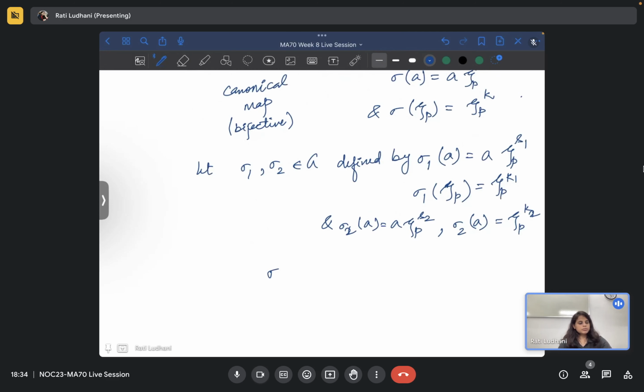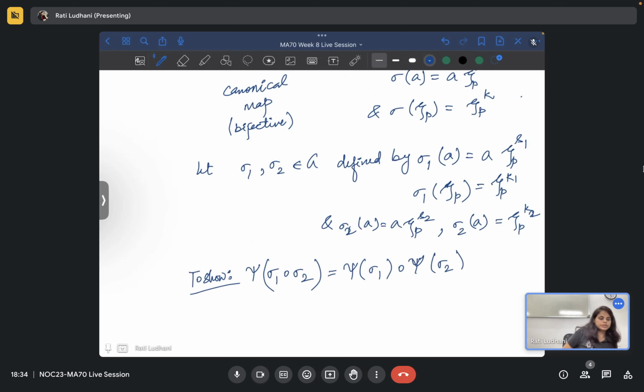So now what is sigma 1 of sigma 2? Because what we need to show for a group homomorphism is that psi of sigma 1 of sigma 2 should be equal to the corresponding product in the other group, which is also a group under composition, as we wrote earlier. So this we need to prove.